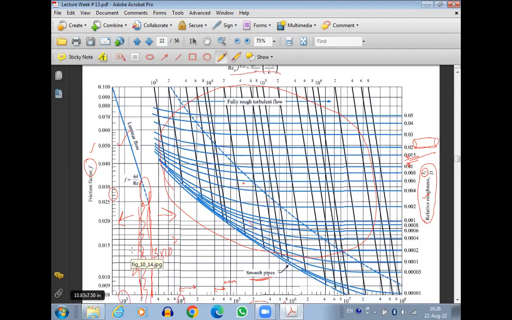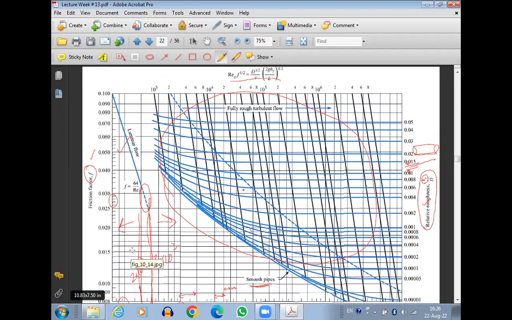So this is how we read the Moody chart. If anybody has any question regarding the Moody chart, you can ask. Otherwise, when we will be solving the problem, we will eventually be looking at how to read values from the Moody chart.